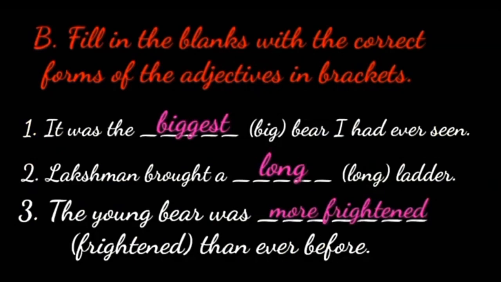Third one, the young bear was more frightened than ever before. So what is the word given inside the bracket, children? Frightened. We changed it to more frightened. We added more before the word frightened. So the young bear was more frightened than ever before.